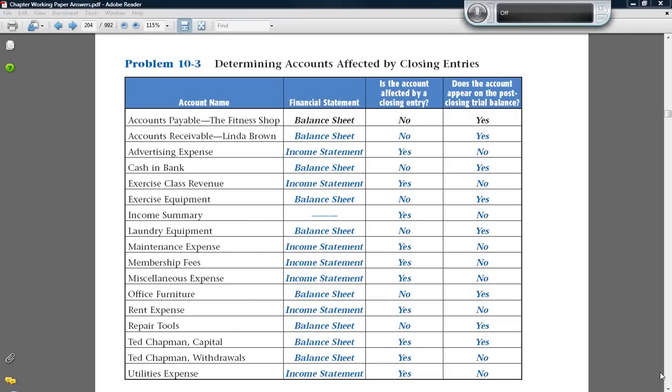Cash and bank, an asset, balance sheet, no closing entry. We don't want to start over with cash every month. Cash is permanent, it's ongoing, and yes, it appears on the post-closing trial balance.